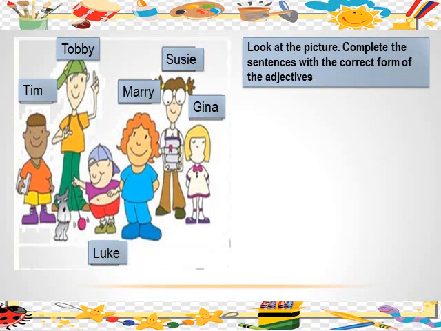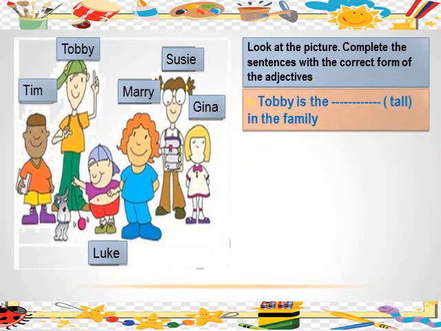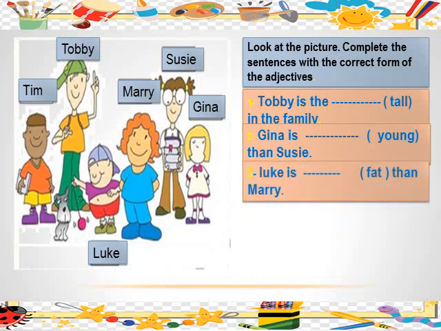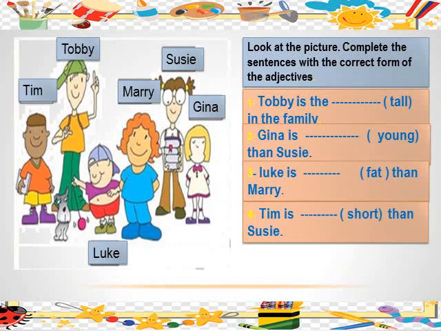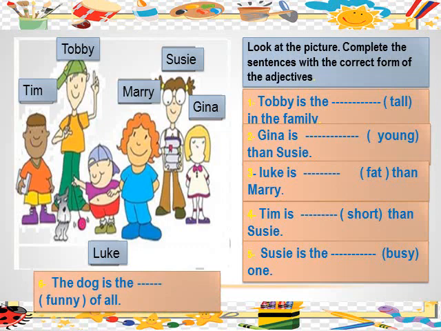Look at the picture. Complete the sentences with the correct form of the adjectives. Read these sentences. Toby is the tall in the family. Gina is young than Susie. Luke is fat than Mary. Tim is short than Susie. Susie is the busy one. The dog is the funny of all. Please pause the video a little and try to correct the adjectives.